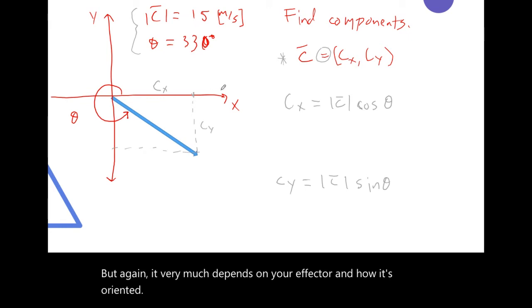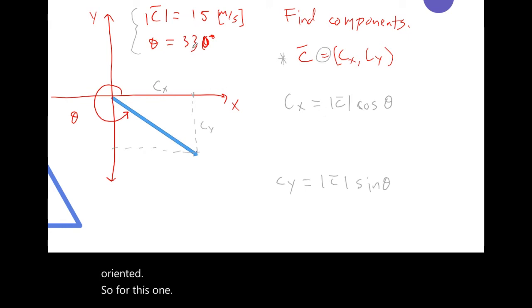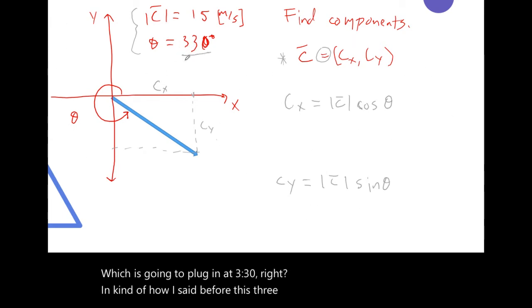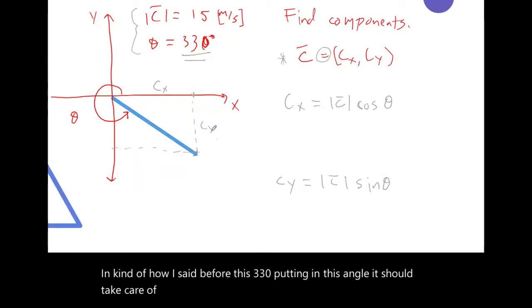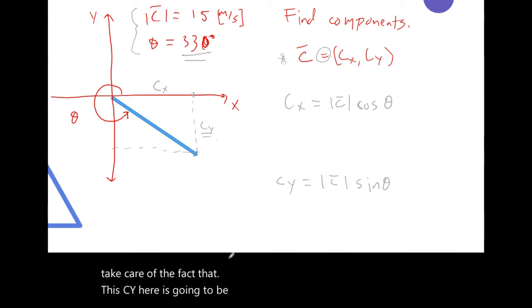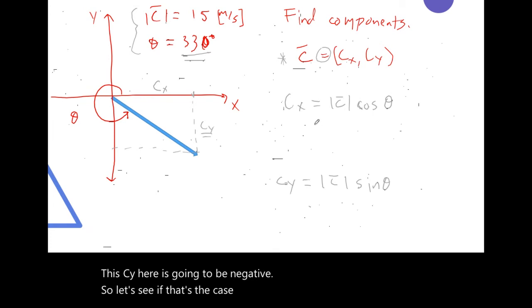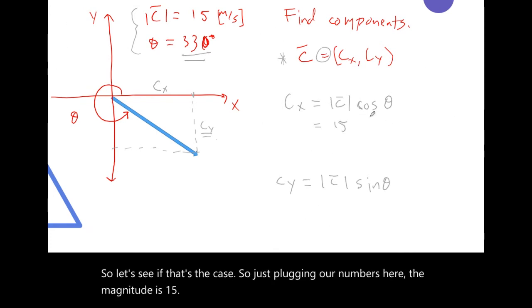So for this one, we're just going to plug in the 330, right? And kind of how I said before, putting in this angle should take care of the fact that this Cy here is going to be negative. So let's see if that's the case. Just plug in our numbers here. Magnitude is 15, if you're walking along with me.